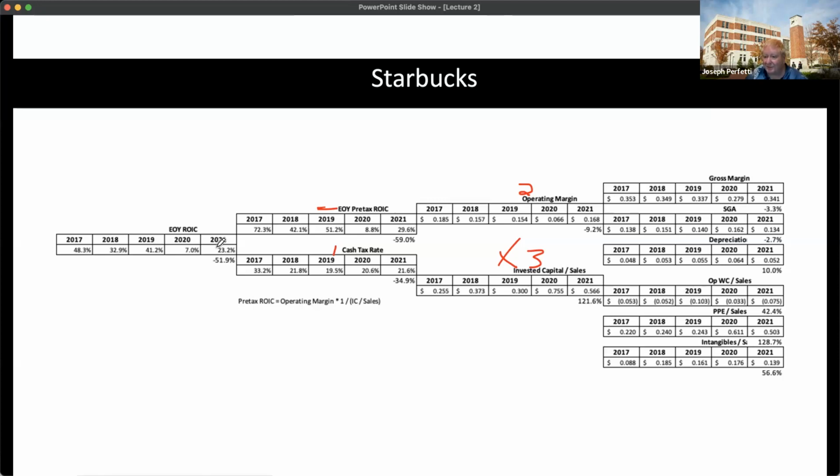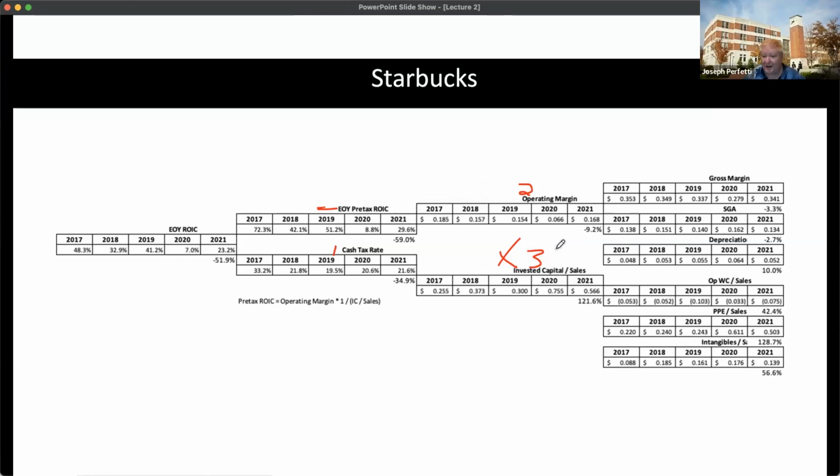Questions? That's what's called the first level drivers. Here's the second level drivers. Go ahead. So you're saying that multiplying the operating margin times invested capital over sales is the same as pre-tax ROIC?